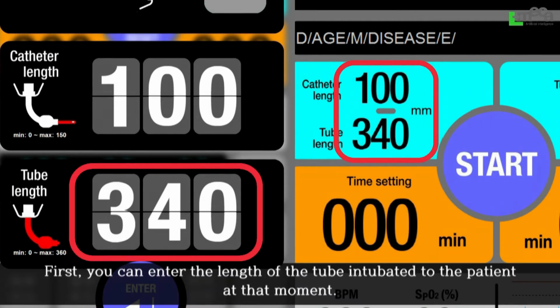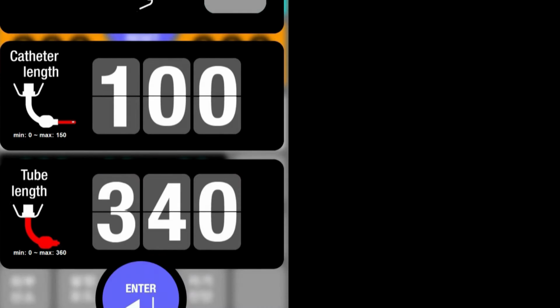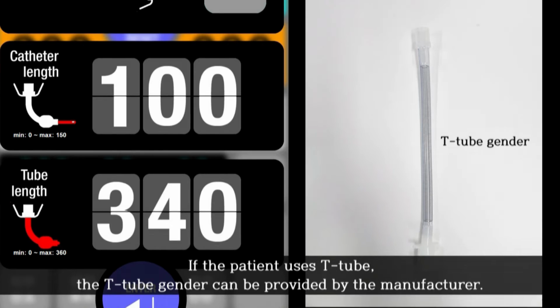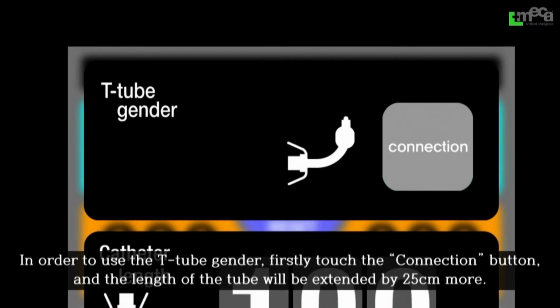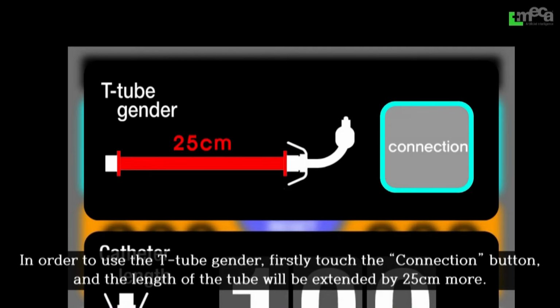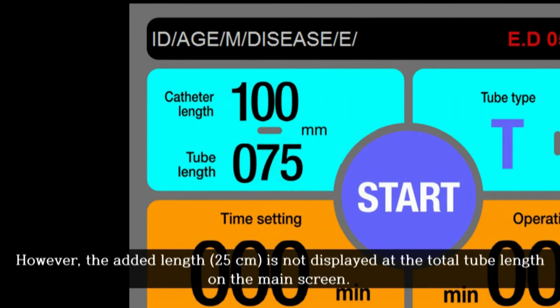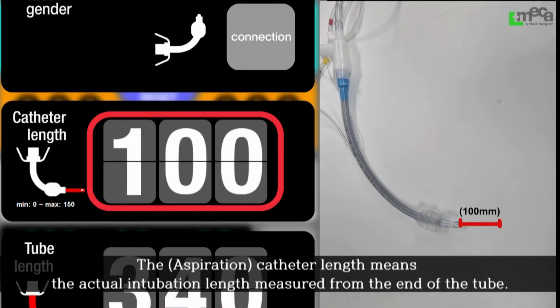First, you can enter the length of the tube intubated to the patient at that moment. If the patient uses a T-tube, the T-tube gender can be provided by the manufacturer. In order to use the T-tube gender, first touch the connection button, and the length of the tube will be extended by 25 centimeters more. However, the added length is not displayed in the total tube length on the main screen. The catheter length means the actual intubation length, measured from the end of the tube.